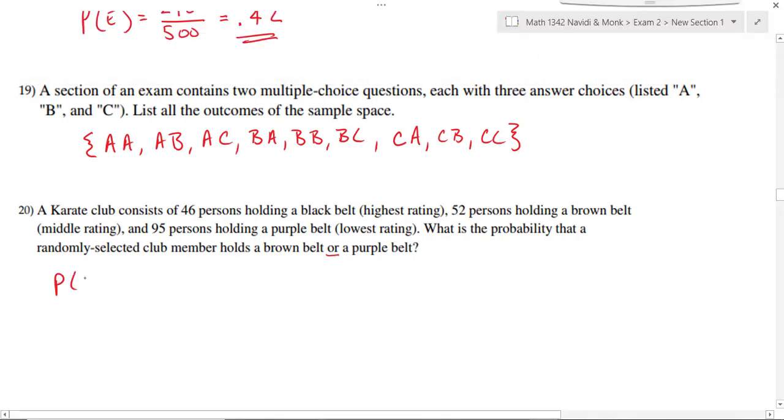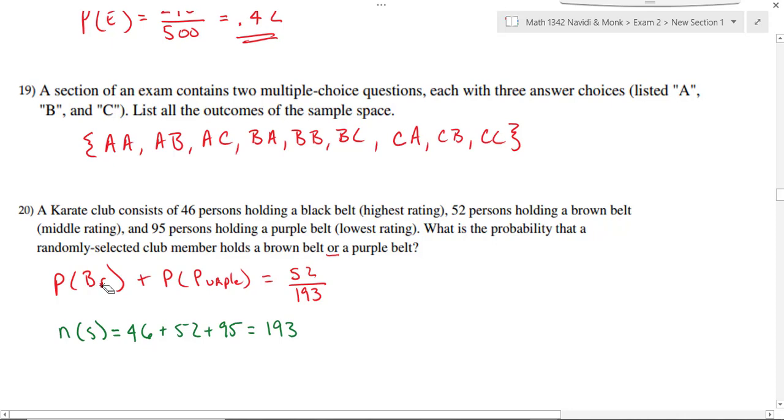So the probability of brown plus the probability of purple is going to be equal to, how many brown belts are there? Out of how many people at the club? Add all of these numbers together. The number of elements in your sample space is going to be equal to 46 plus 52 plus 95. So the probability that somebody has a brown belt is 52 out of 193, plus the probability that somebody has a purple belt is 95 out of 193.